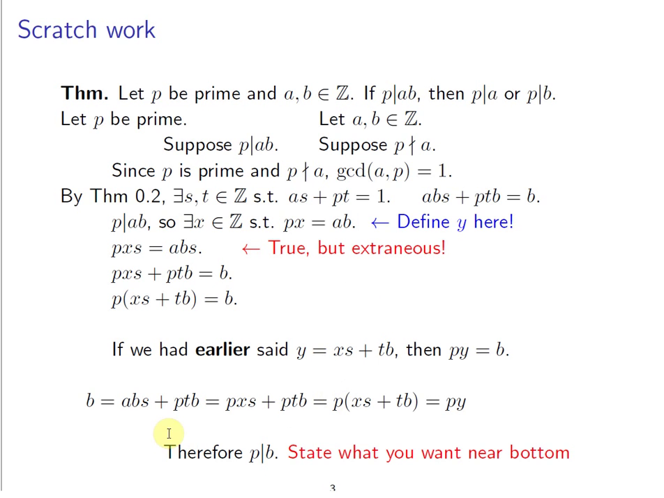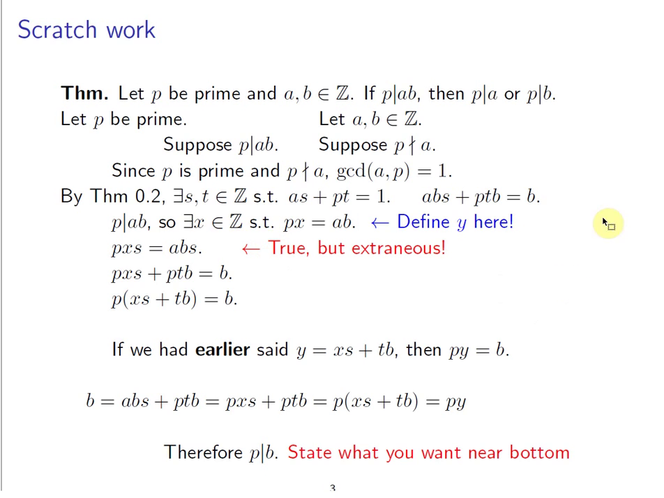Now, we're so close to done here. So b equals ABs plus Ptb, that's from right there. And then we did this replacement using this equation, and then we factored. And then finally, if we had just said y was equal to this, we could do this really easily. And now P times y is equal to b, therefore P divides b.